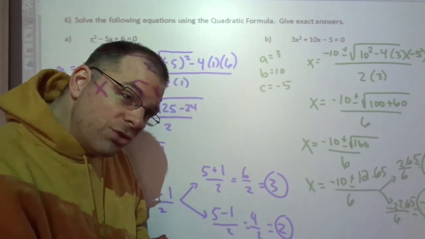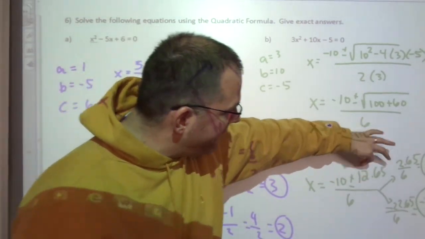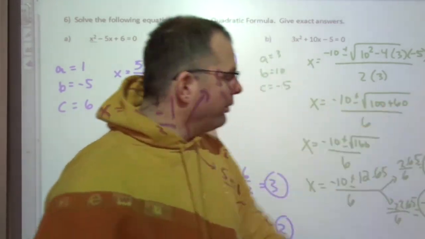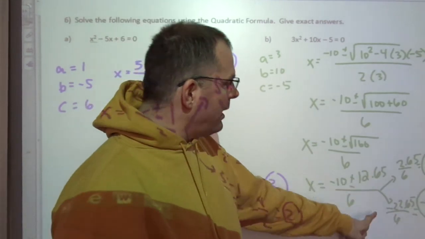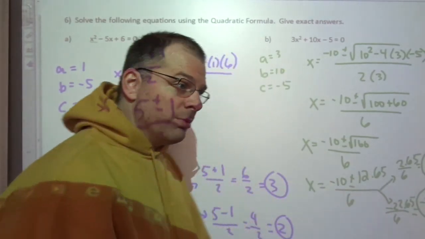So again, I write my two equations. Negative 10 plus 12.65, add that up, that's going to be 2.65. Then divide by 6, 0.44. Negative 10 minus 12.65, then divide by 6, negative 3.78.